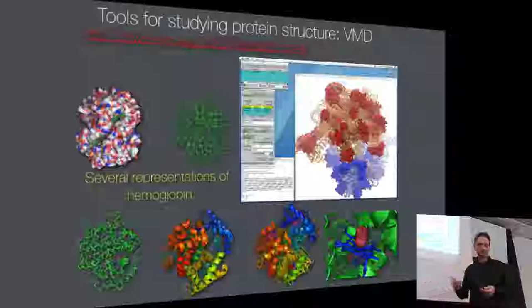But why don't we just determine the structure instead? That seems stupid. If we want the structure, why on earth do we determine the sequence? Because we want to know why we get the particular structure.